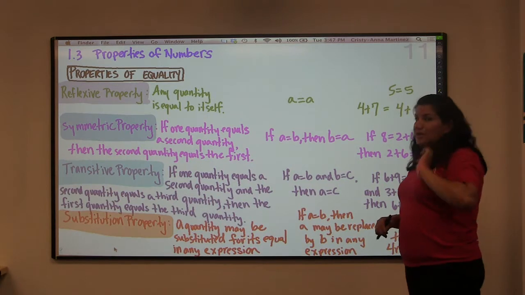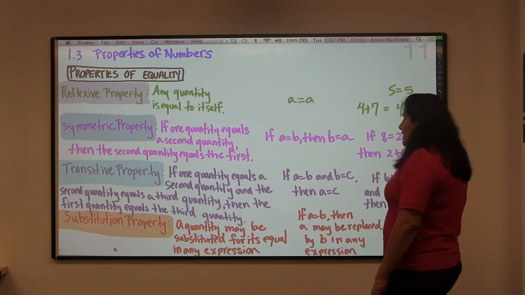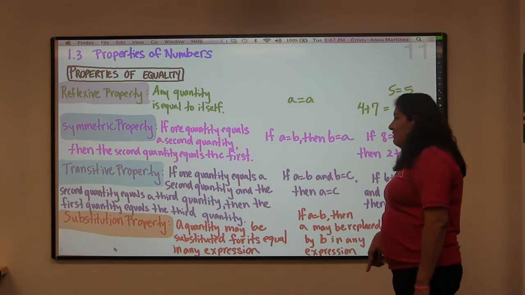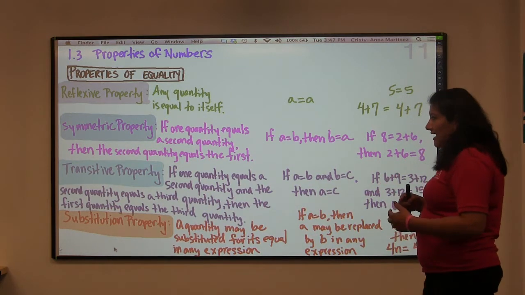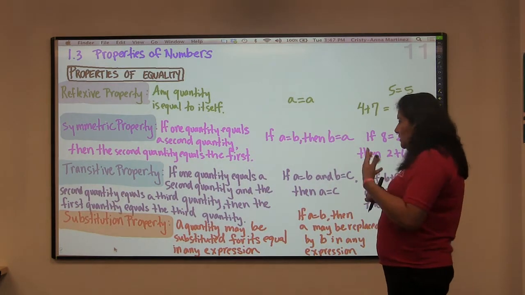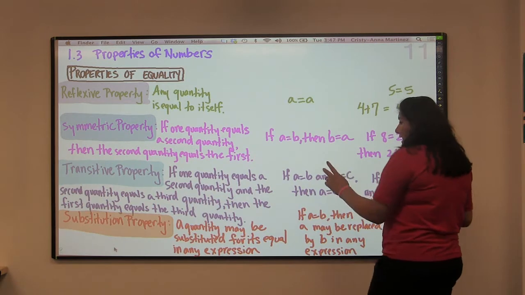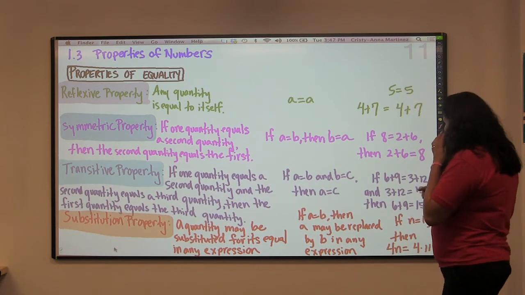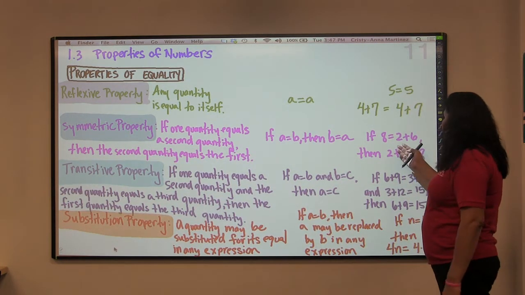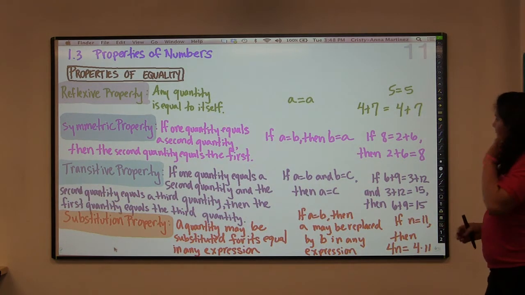Then we have the symmetric property, which says that if one quantity equals a second quantity, then the second quantity equals the first. So it's kind of like looking in a mirror and what you see is your reflection. If A equals B, then B equals A. In this case, I have an example here. If 8 equals 2 plus 6, then obviously 2 plus 6 would equal 8.